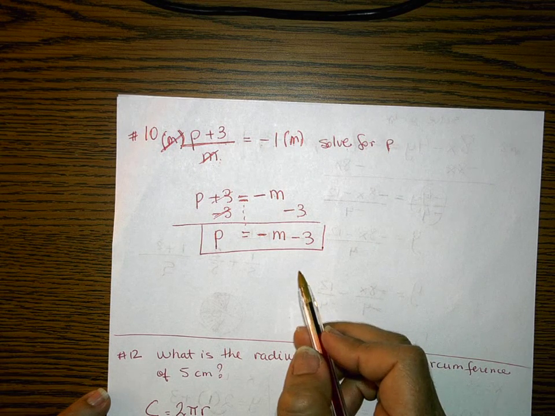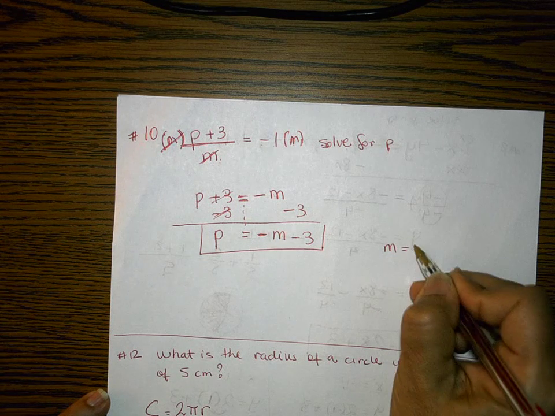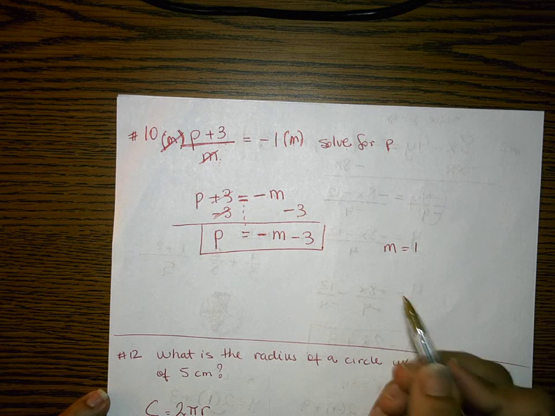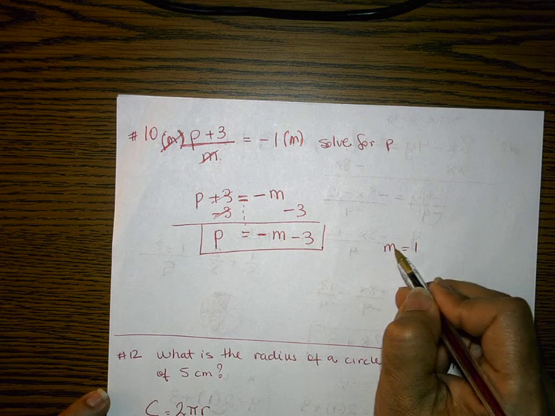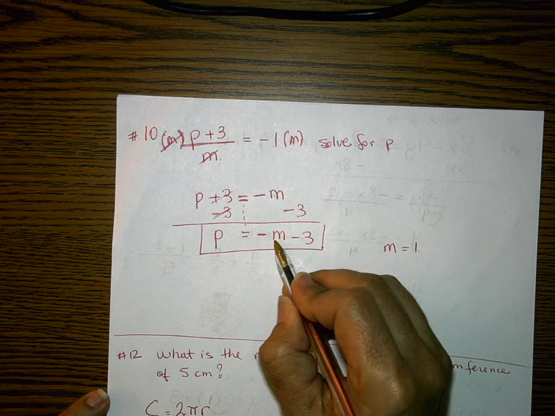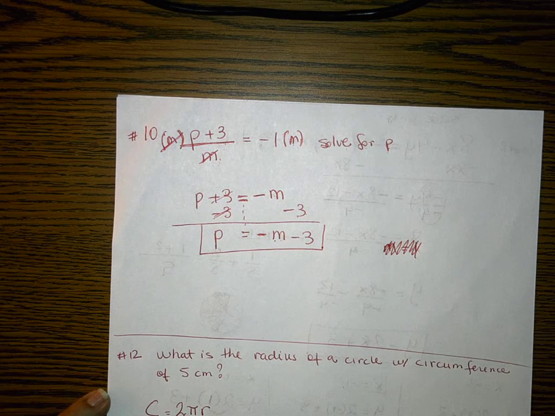If we were asking, if m was 1, what do you get for p? We would plug it in, but it's not asking for that. I'm just saying if we were asked to plug in something for m, we would solve for p. But I am not asking that. I'm just giving you an example.